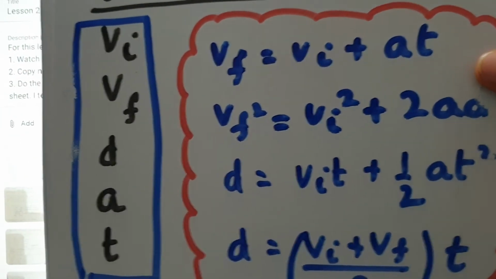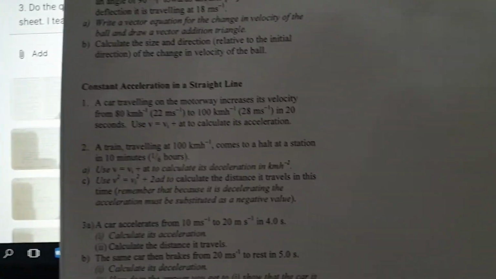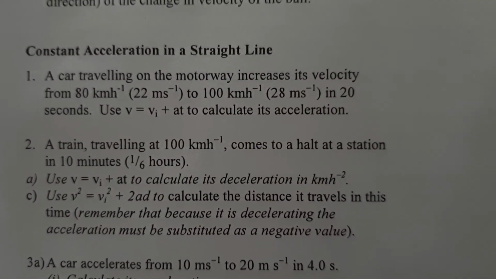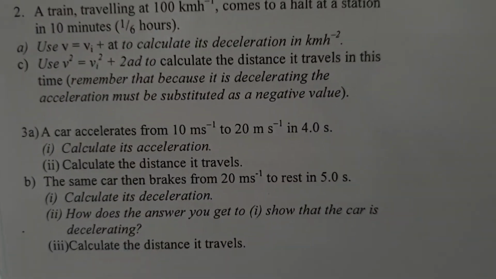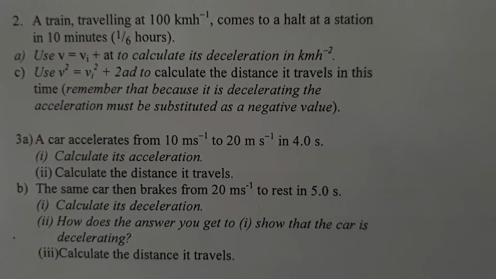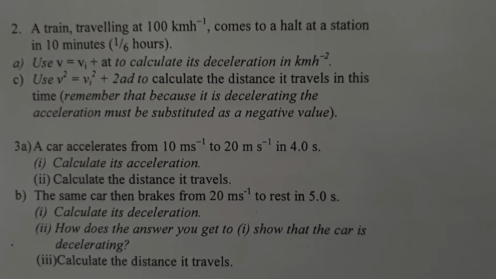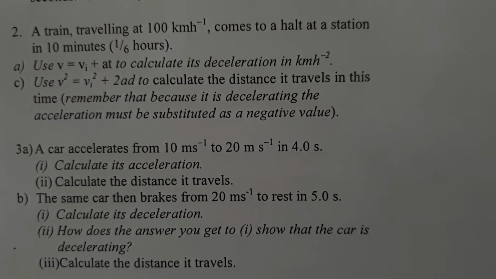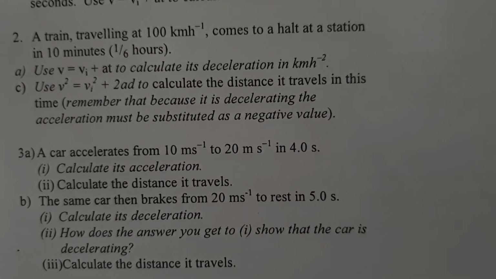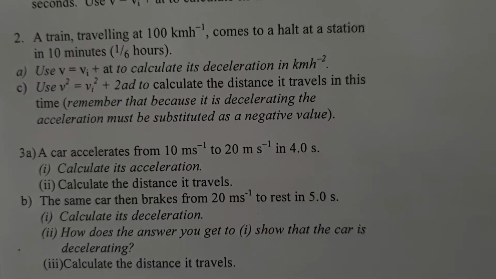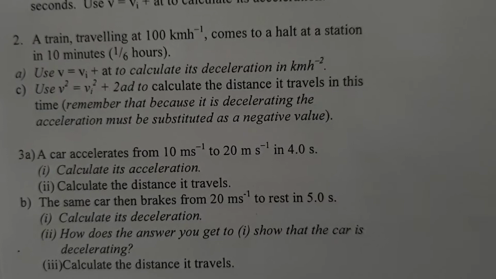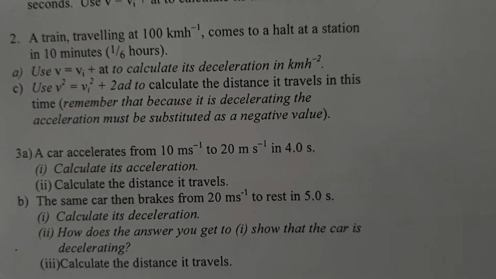Okay, so I'm going to try and solve one problem with you, just at random. So these are your questions on constant acceleration in a straight line. The first 2 are quite easy. I'll just look at doing the first part of question 3a. A car accelerates from 10 meters per second to 20 meters per second in 4 seconds. So the 10 meters per second is your initial velocity, the 20 meters per second is your final velocity, and your 4 seconds is your time.